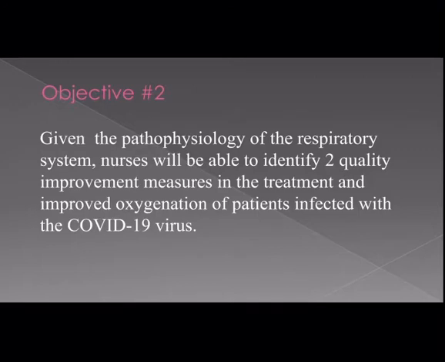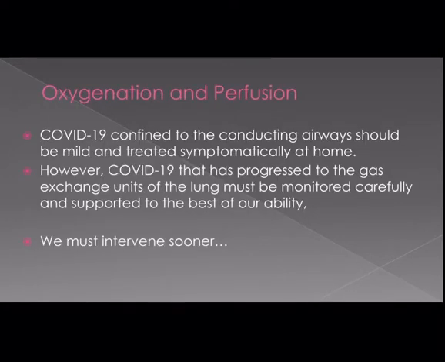Objective 2. Given the pathophysiology of the respiratory system, nurses will be able to identify 2 quality improvement measures in the treatment and improve oxygenation of patients infected with COVID-19 virus. Oxygenation and perfusion. COVID-19 confined to the conducting airways should be mild and treated symptomatically at home. However, COVID-19 that has progressed to the gas exchange units of the lung must be monitored carefully and supported to the best of our ability.